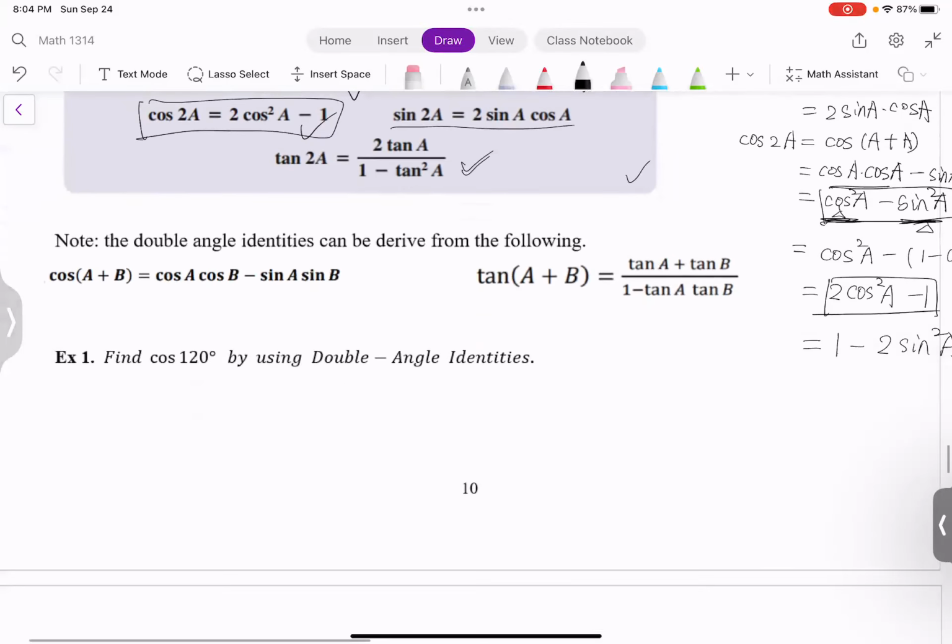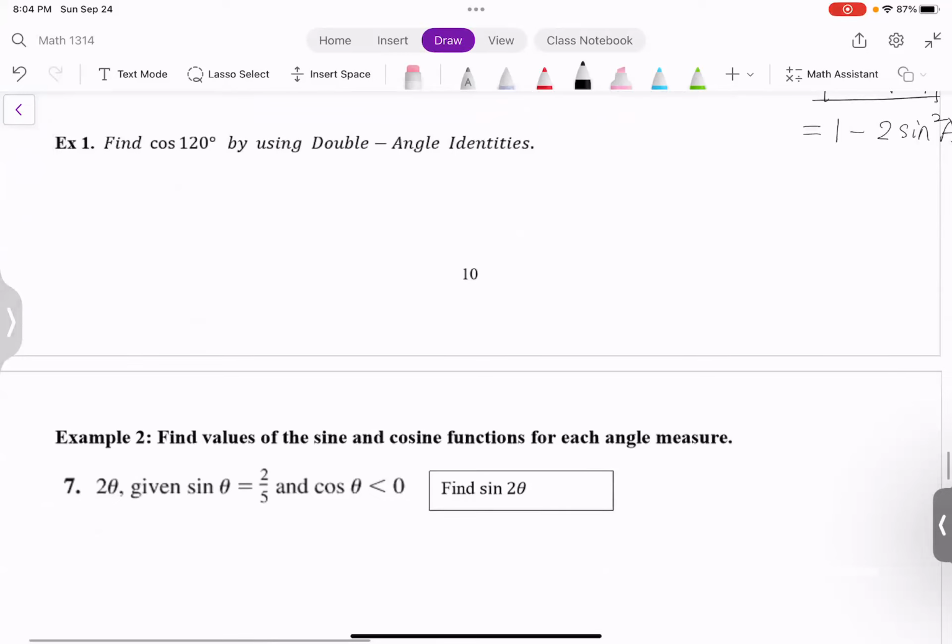All right, let's see the first example. Find cosine 120 degrees by using double angle identities. We are not using the method of finding the reference angle of 120, which is 60, and then saying this equals cosine 60 but negative, because cosine in the second quadrant is negative. We are not using this method. We are using a double angle formula, or double angle identity.